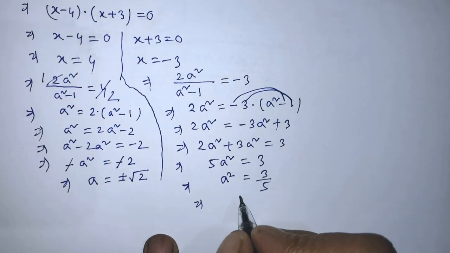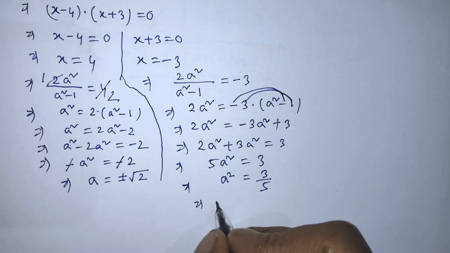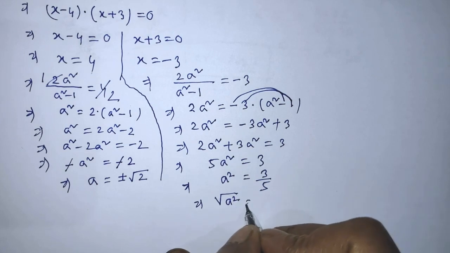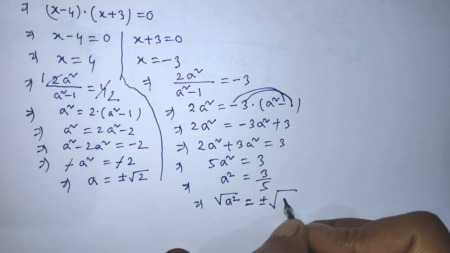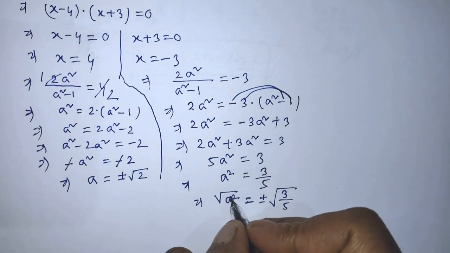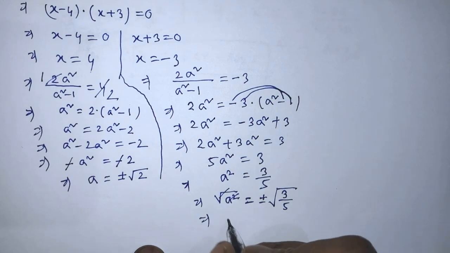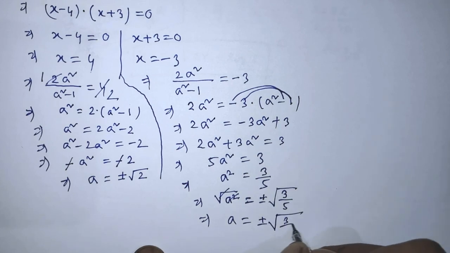So student, to find the value of a from this equation we have to take square root on both sides. So the left hand side will become the square root of a square is equal to, on the right hand side will be plus minus the square root of 3 over 5. So we can cancel square root and square. Then on the left hand side will become a is equal to, on the right hand side will be plus minus square root of 3 over 5.